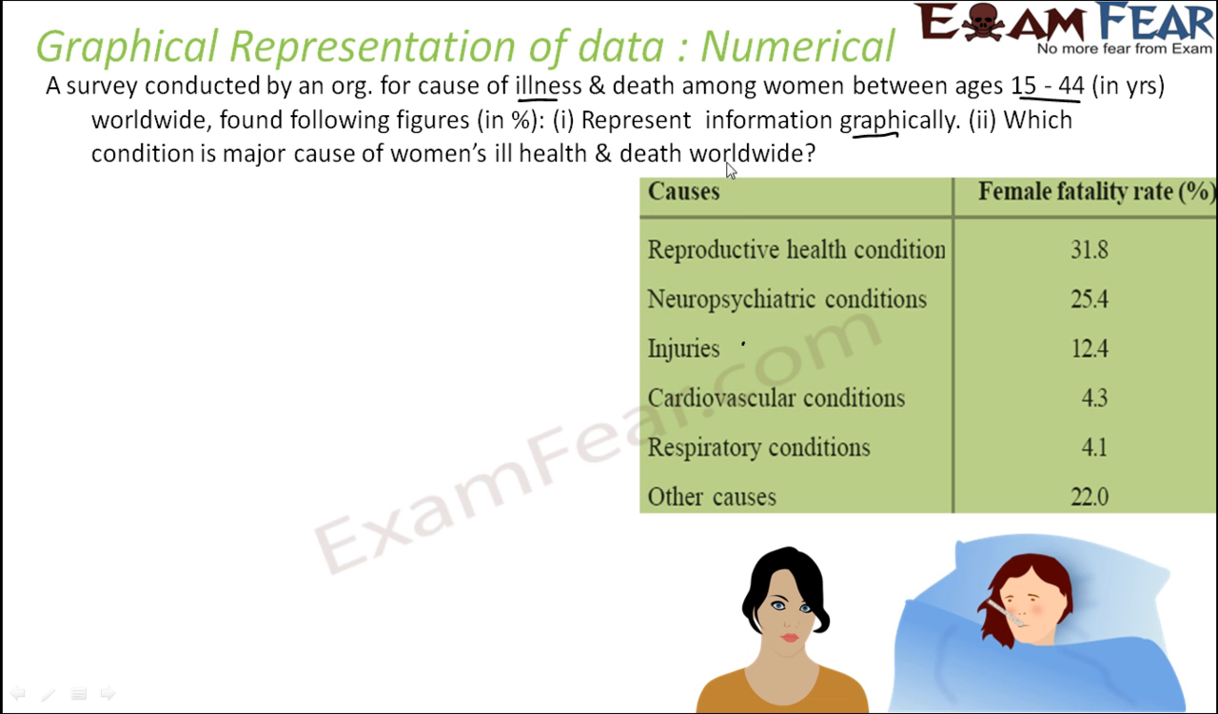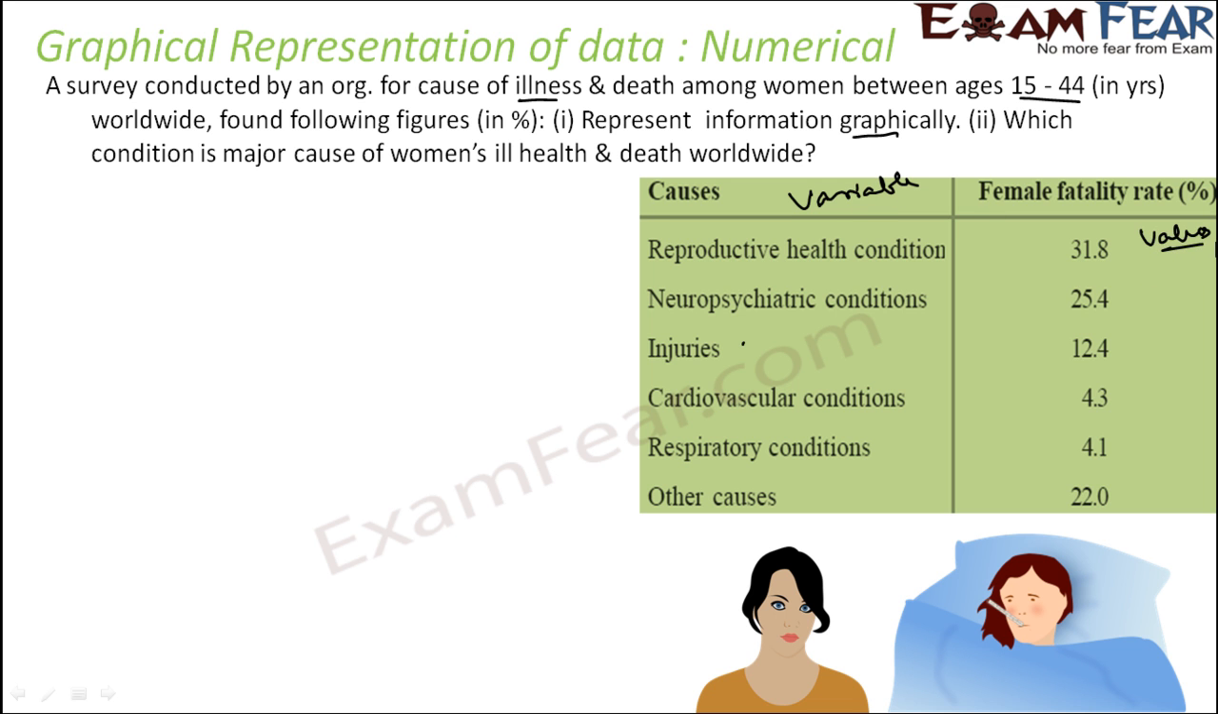If you see, this is just a frequency distribution. This is not a grouped frequency distribution, so the histogram and the frequency polygon are not in the picture. What we can do is draw a bar graph. This is the variable and these are the values.